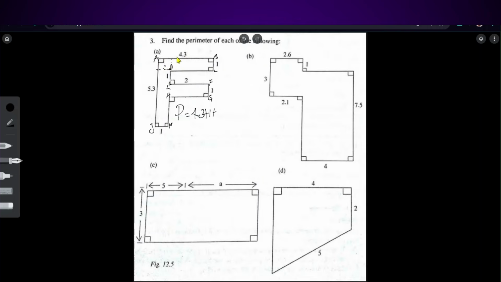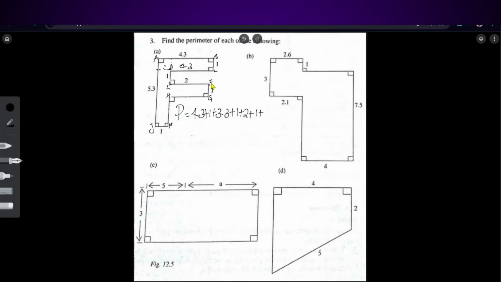So if I take 4.3 and subtract this one, I remain with 3.3. So I add 3.3, then I add the distance, this one is 1. I add from here up to here, that is 2. Then from F to G, that is 1. I add from G to H.